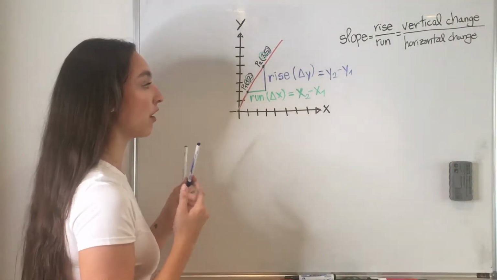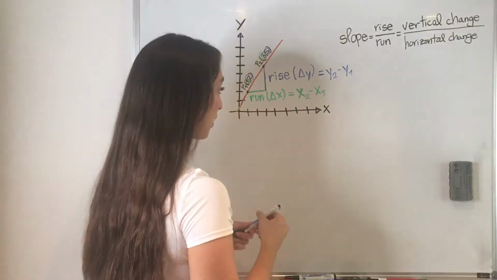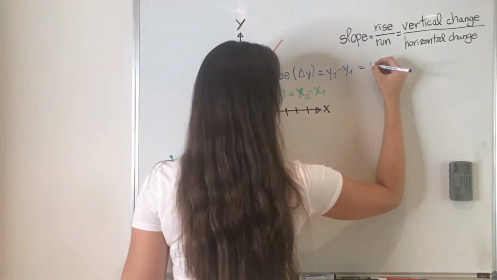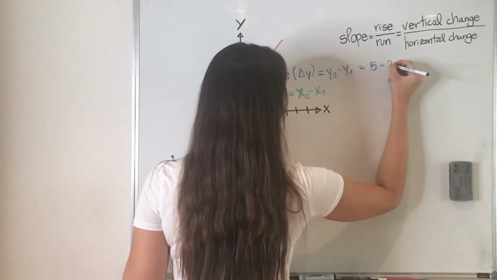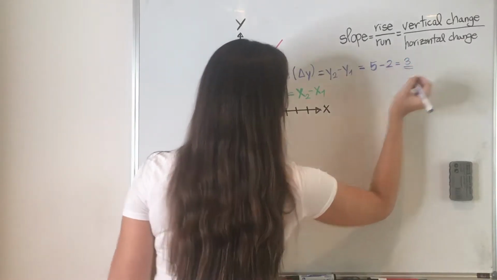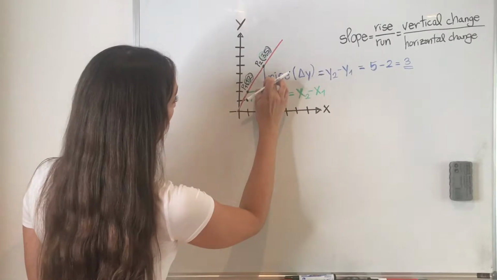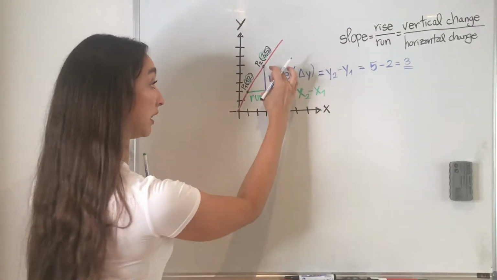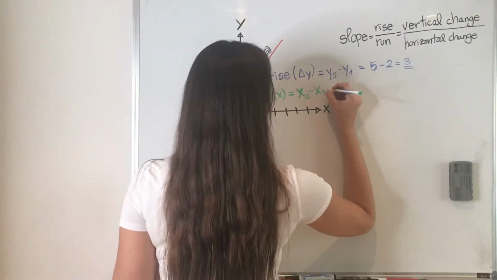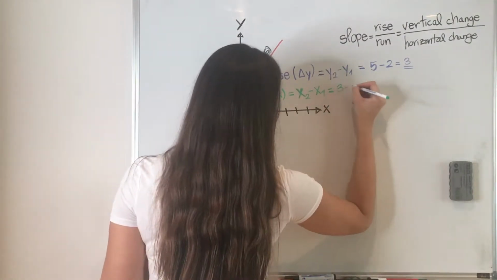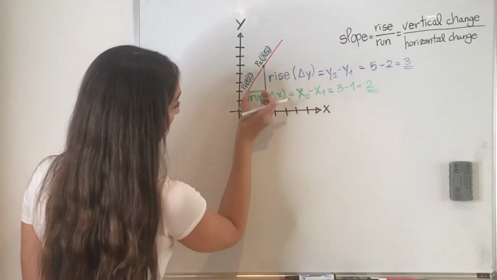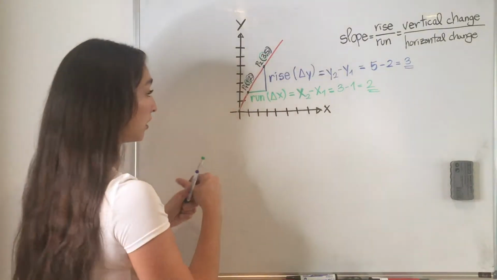Now let's give a value to this expression. The rise is going to be 5 minus 2, which is 3, and if we count the amount of units that we have in this distance, it is actually 3. And for the run, it is 3 minus 1, which is 2. And there are actually 2 units in this distance between the 2 points.